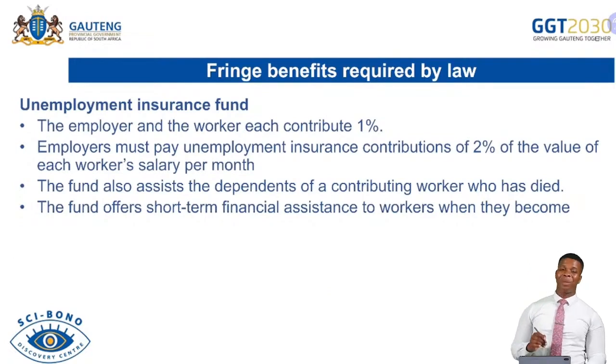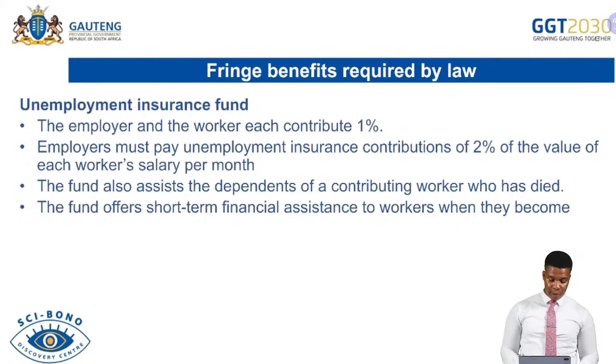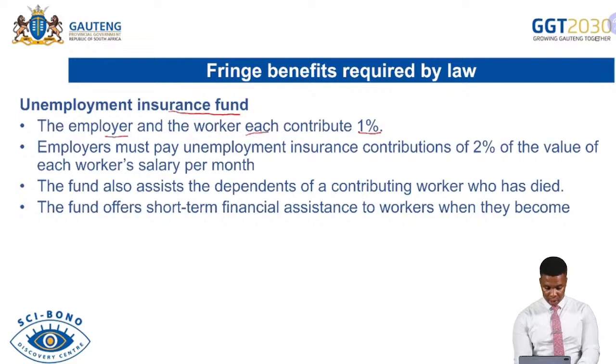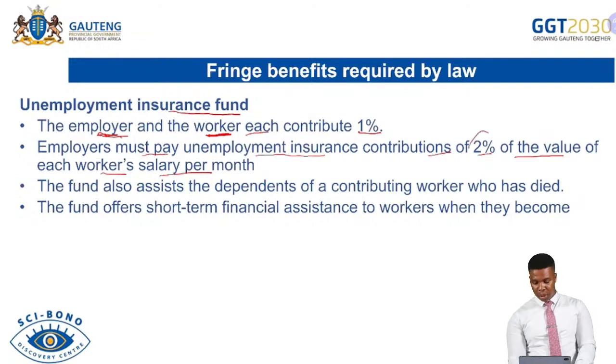Now we look into fringe benefits that are required by law, meaning it's compulsory for the business to ensure that they have such a fringe benefit, which we call the unemployment insurance fund. The employer and the worker each contribute 1%, making a contribution of 2% of the value of each worker's salary per month. To say 1% will come from the employer and 1% would come from the worker. So together it will be 2%. So this fund is a fringe benefit as well, because the business is contributing 1% and the worker is contributing 1%. So together it becomes 2%.